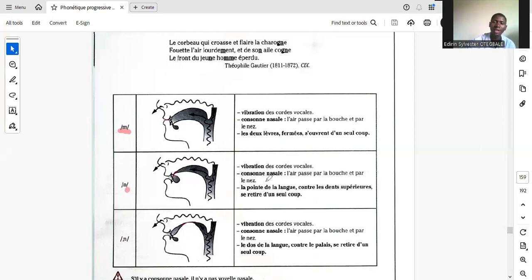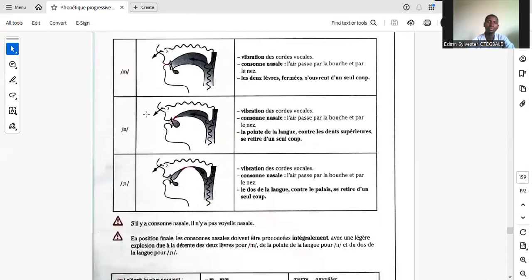Then we have N. N is also a sonore, right? N is also a nasal sound. N is a dental sound. The tip of the tongue is against the teeth. N, N, N. So it's a dental sound. For ñ, we have a sonore as well, vibration of the vocal cord. We have it as nasal as well. And then it's a palatal sound that we have established so far in the course of our interaction.